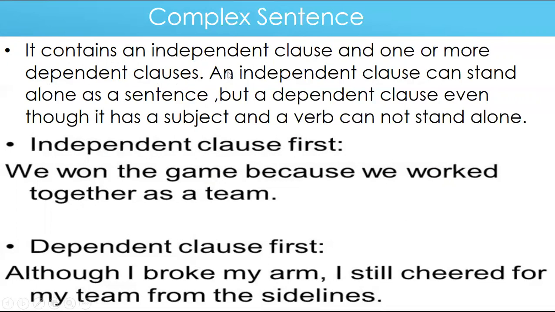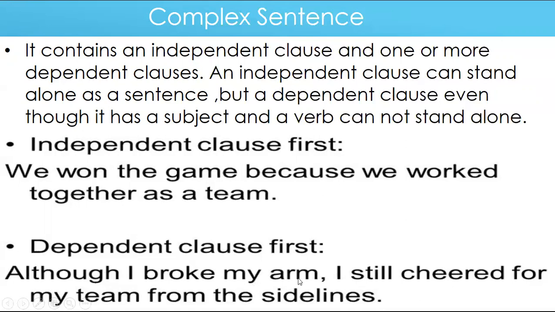Without this, you cannot make a complex sentence. An independent clause can stand alone, but a dependent clause, even though it has a subject and a verb, cannot stand alone. One way or the other, it has to depend on that particular independent clause. Like we can take this example. Independent clause first: we won the game because we worked together as a team. So what's here? It's an independent clause, but it has to be with it.